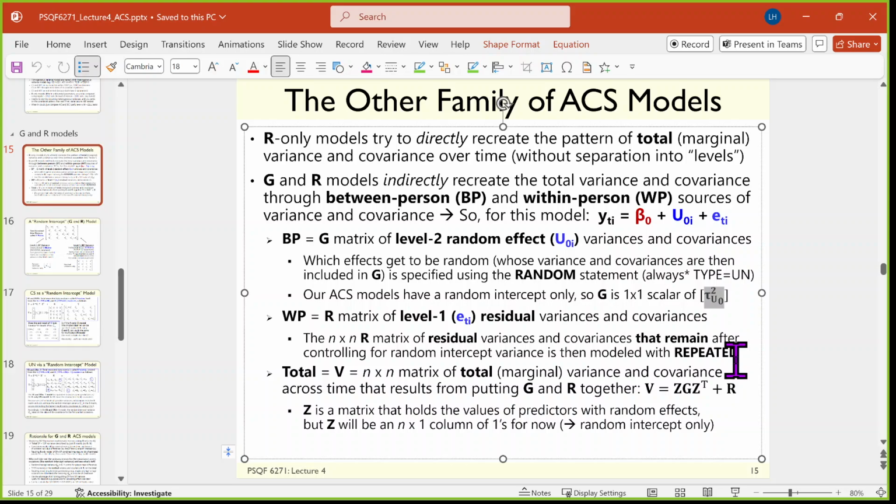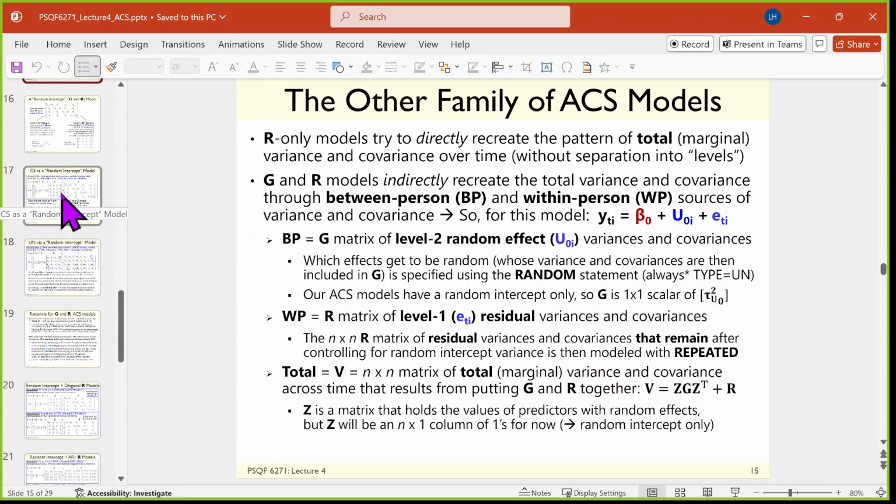And then what's left in R is within person level 1 E specific variances and covariances. So in the same way, E is a residual right here. Sigma squared E is the variance of the residuals that shows up in the matrix. So it's the collection of them that we're focusing on. So when we do it this way, we can still put them back together again to get a total predicted pattern, and that pattern is called V. So G and R put back together again gets us to the same place that the R-only model started from. It's just potentially a more efficient way to structure.